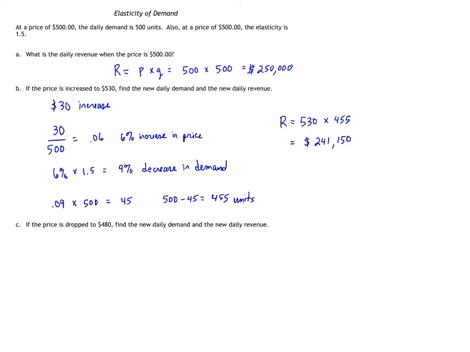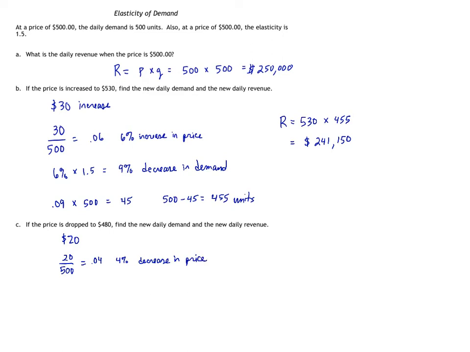Now let's consider a price drop. So here the change in price is $20, and so 20 with respect to the 500 represents a 4% decrease in price.